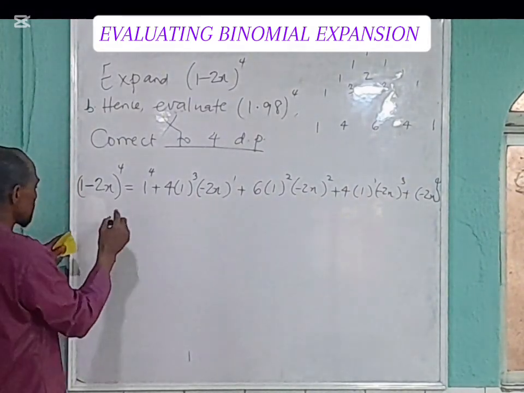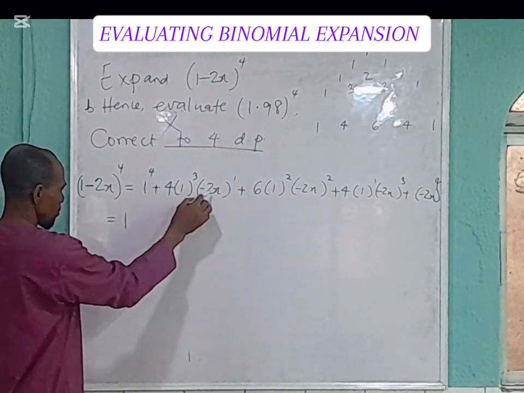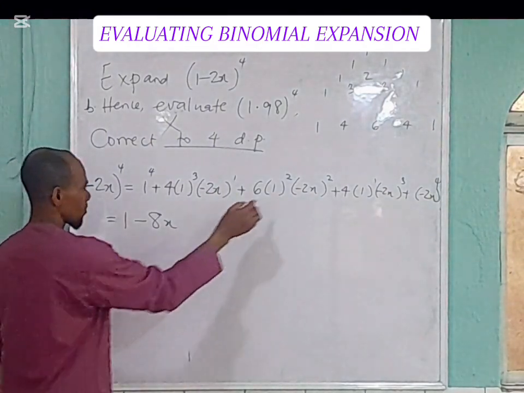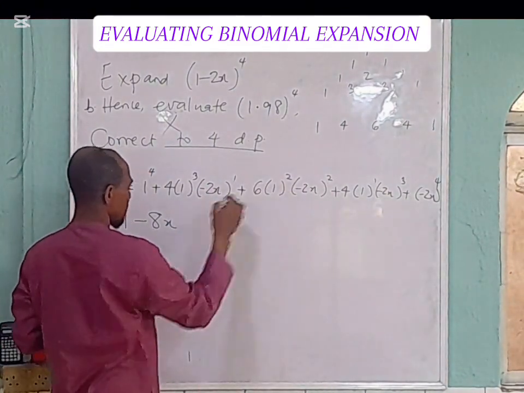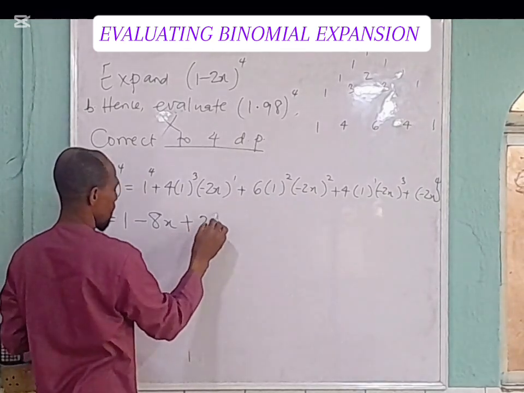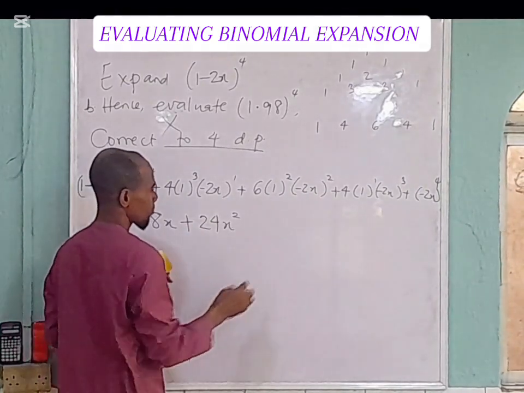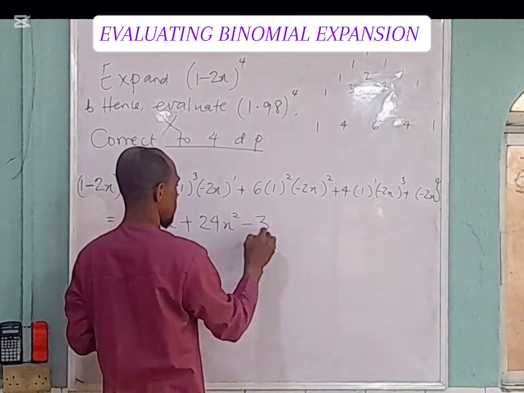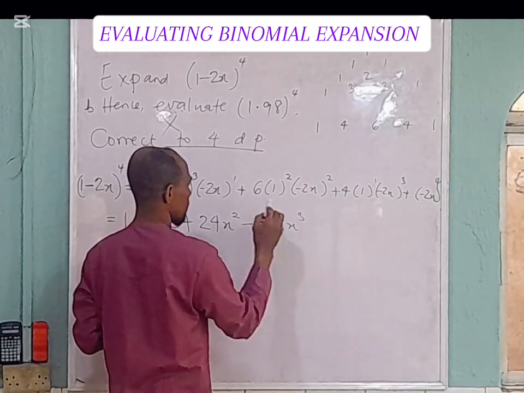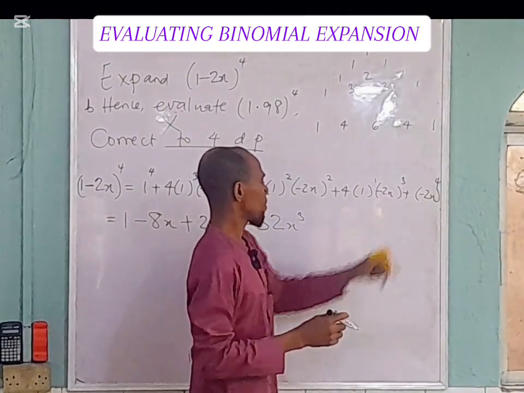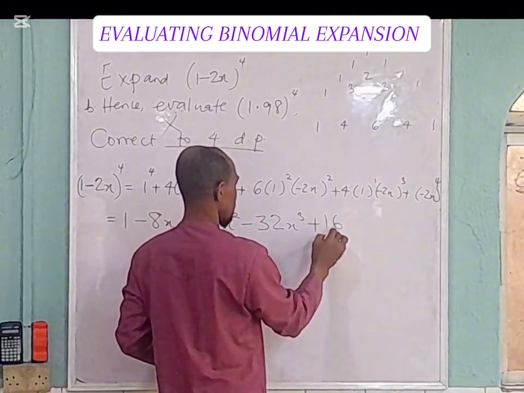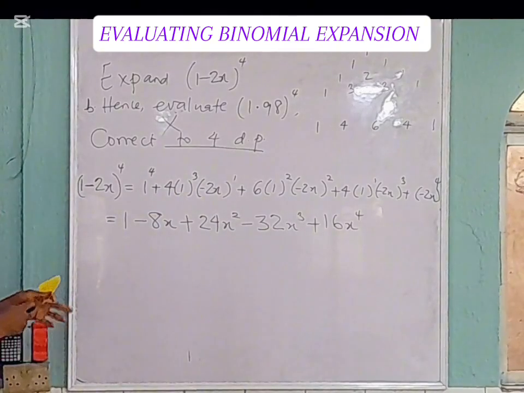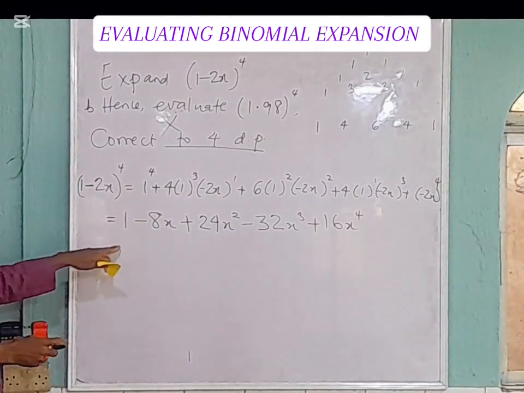So let's move on. I'm going to have here 1. 1 cubed is just 1. So this is going to be minus 8x. This minus 2 squared is 4 times 6, that's plus 24x squared. Minus 2 cubed is minus 8 times 4, minus 32x cubed. So minus 2 to the power of 4 is simply plus 16x power 4. Hence, the expansion of 1 minus 2x to the power of 4 gives this.